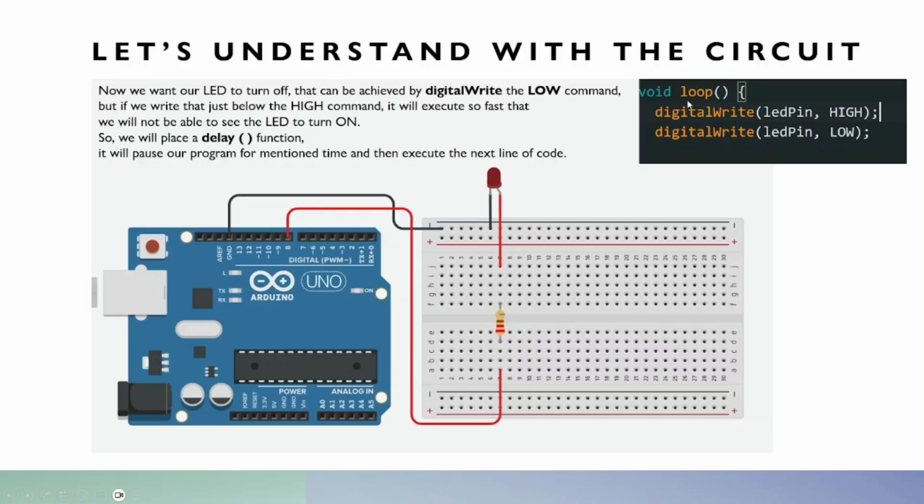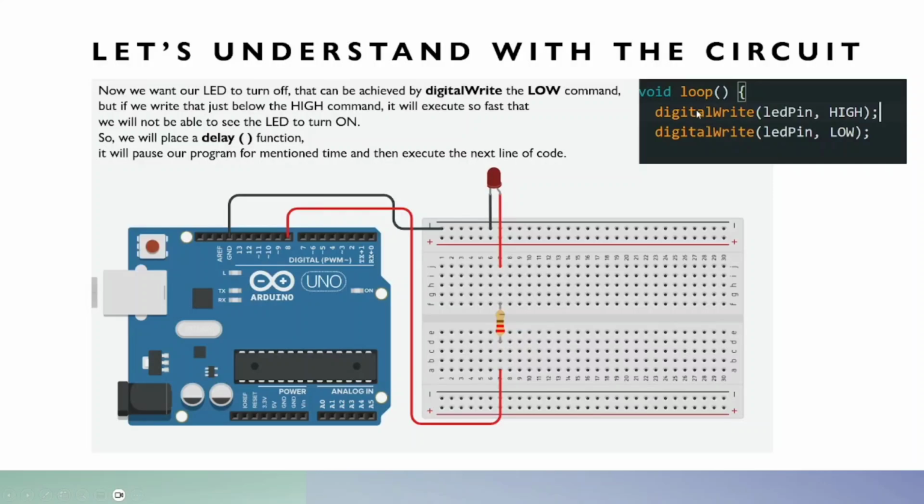Because as I told you, whatever you write inside the loop function will be a continuous process. As soon as this line runs, it will execute and again jump here. So it becomes a very fast process, and we won't be able to see anything. To sort this out, we will use a delay function. What is the purpose of the delay function? It will pause our program for the mentioned period of time. Whatever time we give to the delay function inside the brackets, it will pause our program for that time period and then execute the next line of code.